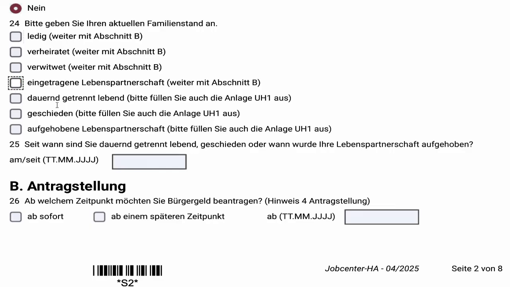If you're permanently separated from your spouse, you mark here and you fill in the attachment Who Ha Eins and attach it with this application form and send it to the job center together. If you're divorced, you mark here and you fill in the attachment Who Ha Eins and send it together with this application form to the job center. If your civil partnership has been dissolved, you mark here and you fill in the attachment Who Ha Eins and send it together with this application form to the job center.